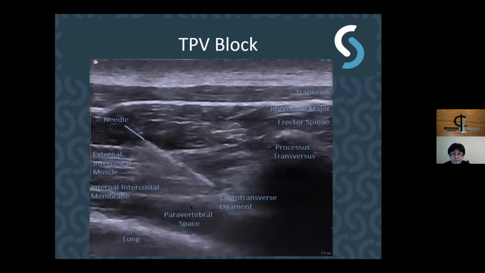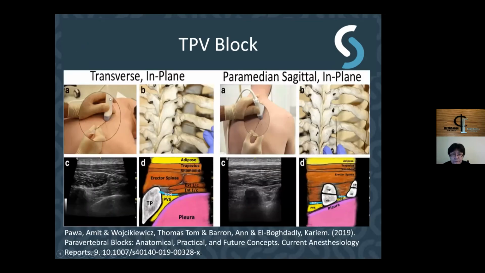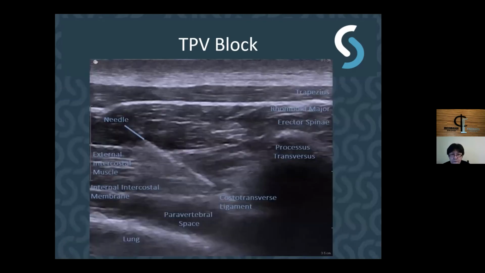This is one that I did. So we see our transverse process. I always do it in the transverse in-plane way. I never put in a catheter. I have found that catheters with the paravertebrals just cause problems. And I haven't had good success, 50%, 60% work well. That's not acceptable for me. I'd rather do a block that works perfectly every time or close to every time. So single shot, yes, works really well.